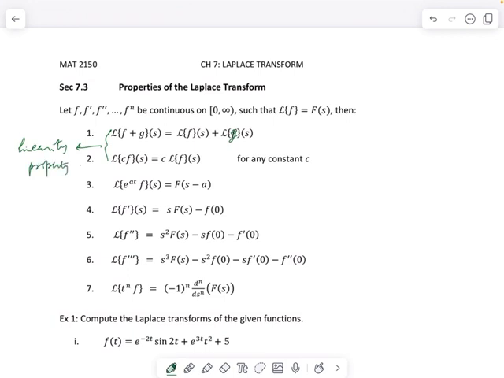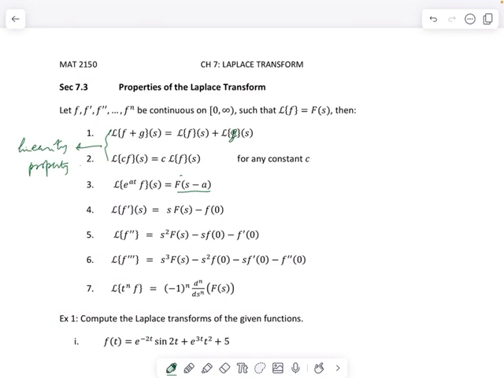Okay, the next one, the Laplace transform of e to the at times the function f is equal to the Laplace transform of f translated by a. If you recall, this uppercase F of s minus a represents the translated function a units to the right.